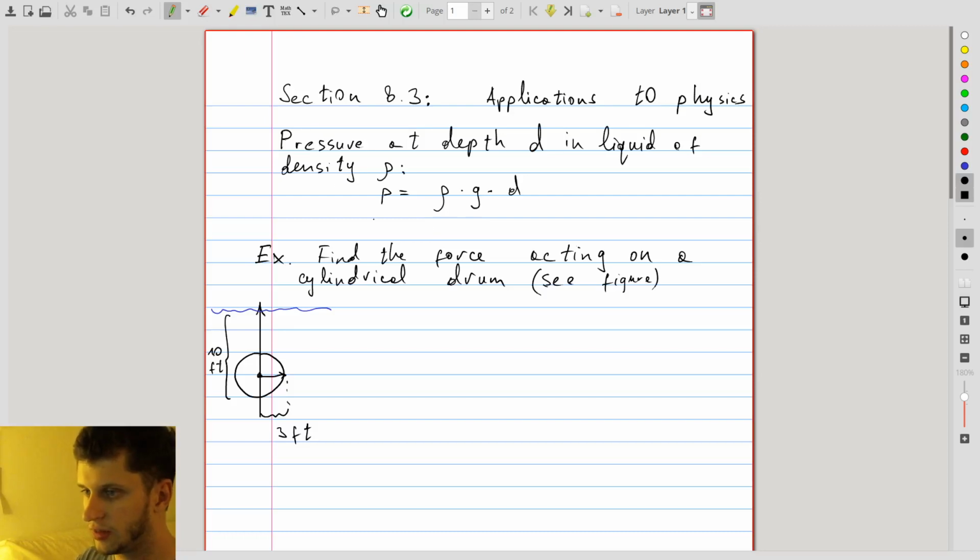In section 8.3, we are talking about applications of integration to some contexts from physics. The first problem of physical origin that we would like to discuss comes from measuring pressure.